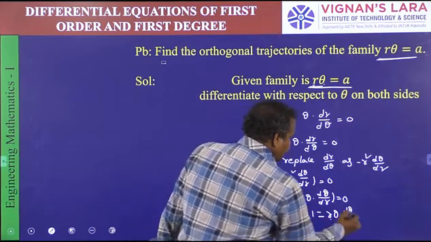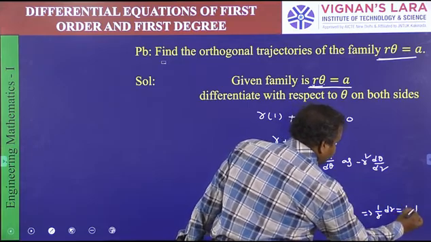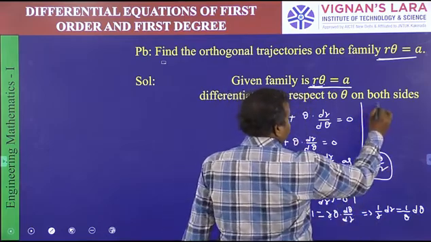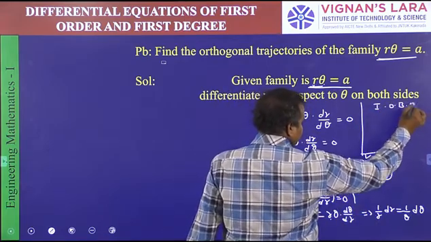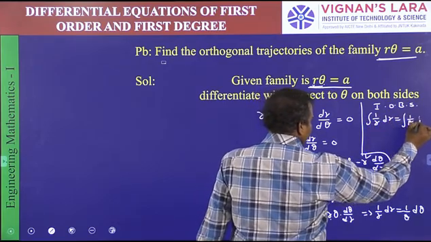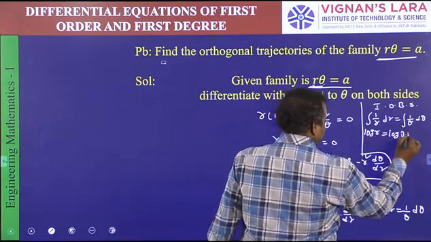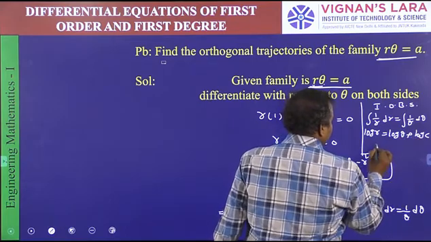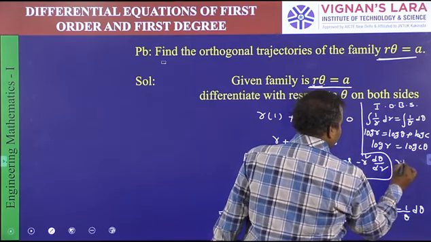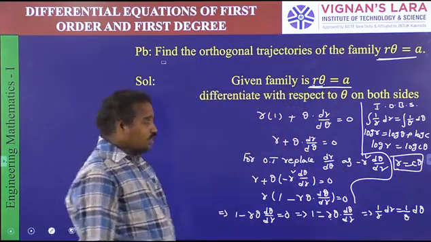Bring r and dr to the left hand side: 1 by r into dr is equal to 1 by theta into d theta. Now make integration, integrate on both sides. Integral 1 by r dr is equal to integral 1 by theta d theta. 1 by r integration is log r, 1 by theta integration is log theta, constant also the same. So log r is equal to log c theta, since log a plus log b is log ab. So r is equal to c theta. This is the required orthogonal trajectories of the given family.